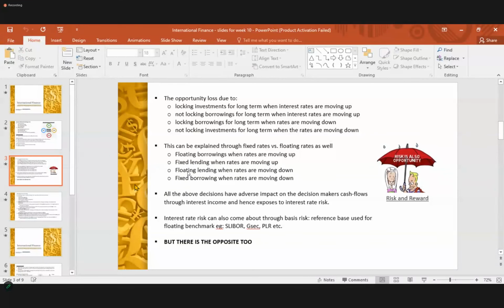So locking investments for long term when interest rates are moving up is a loss situation. Not locking borrowings for long term when interest rates are moving up is also a loss situation. Then locking borrowings for long term when rates are moving down is also a loss situation. Not locking investments for long when interest rates are moving down is also a loss situation. I hope you understand what it means now.